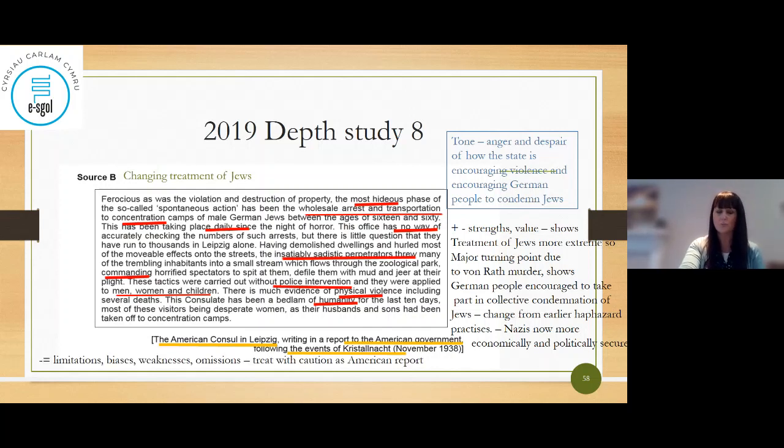As for the limitations, biases or weaknesses, obviously we'll treat it with caution as it's an American report, and we would pick that up from the attribution. But we have to weigh out the strengths as well as the limitations. We must do both with every source analysis.